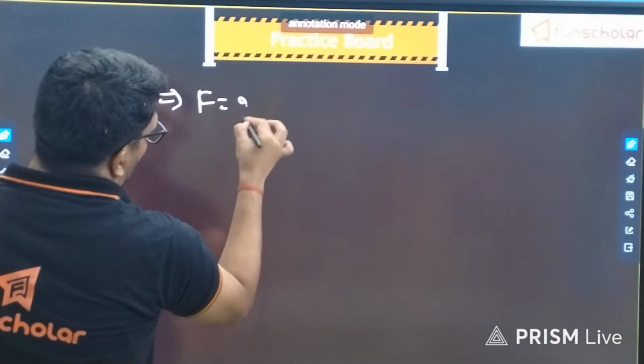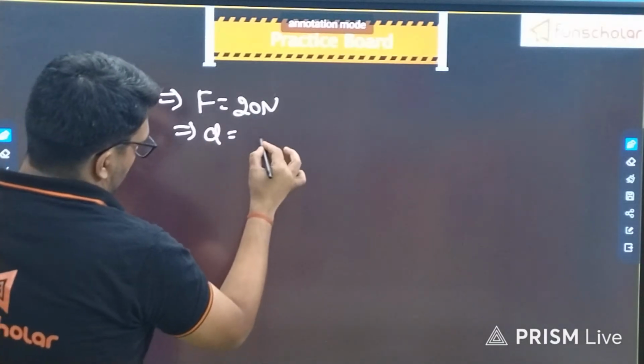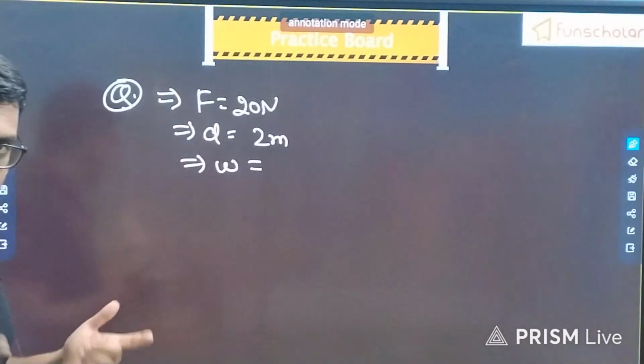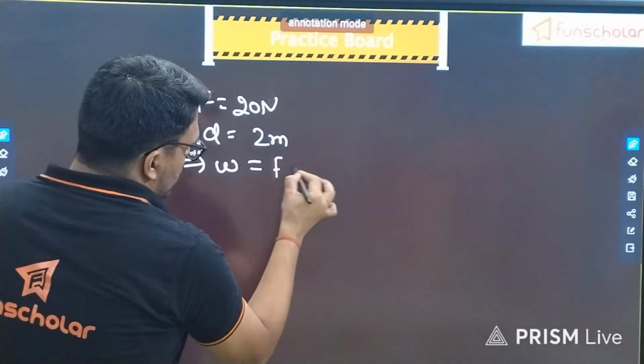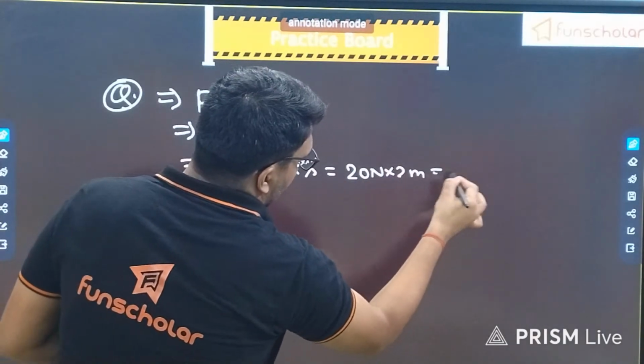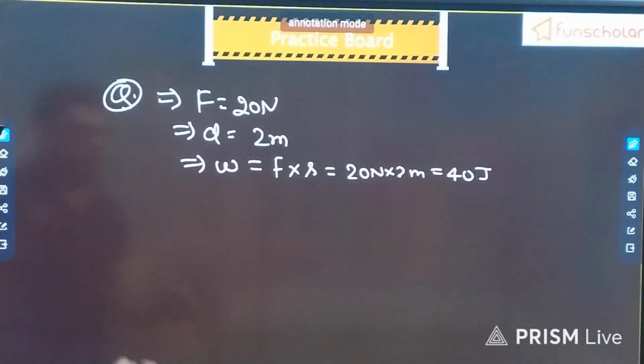So the force is 20 Newton, the displacement produced is, let's say, 2 meters. What is the work done? Now it is very easy, we have discussed it many times. So that is going to be force into displacement, 20 Newton into 2 meters, that is going to be 40 joules. Very clear, very simple question.